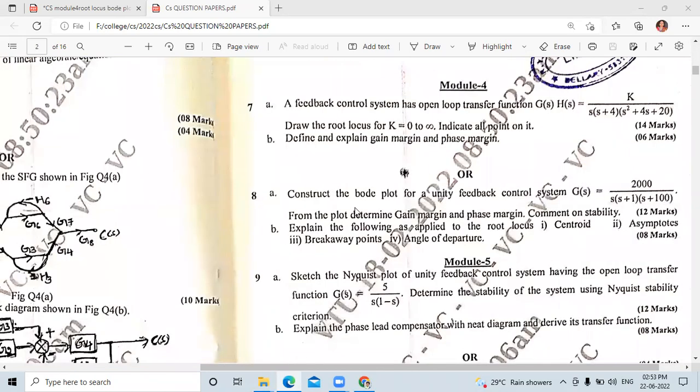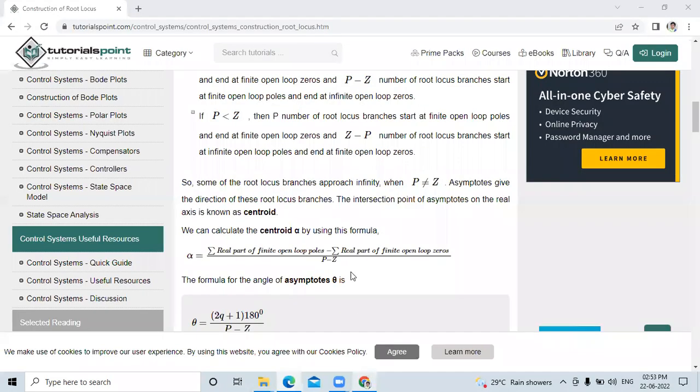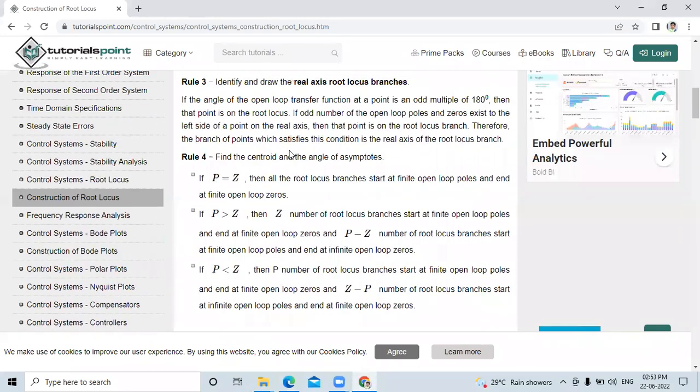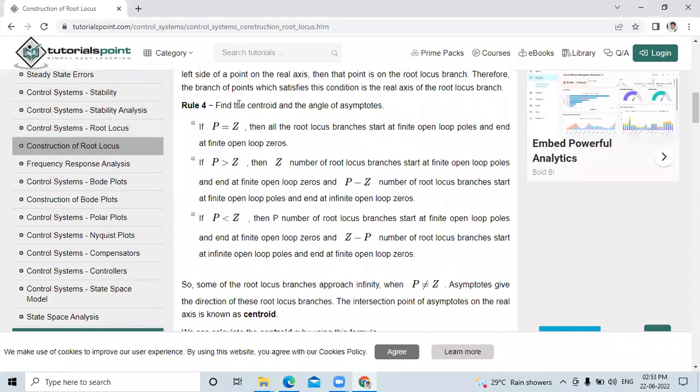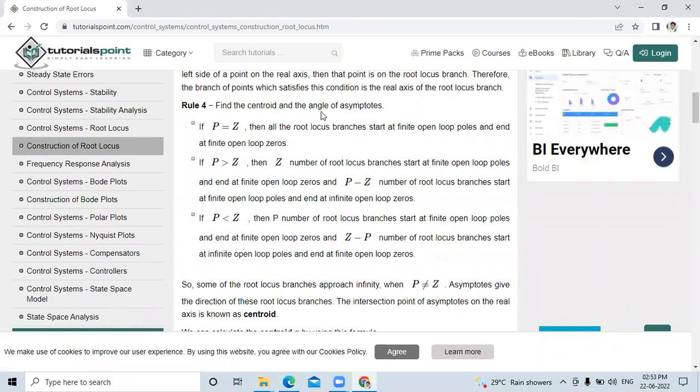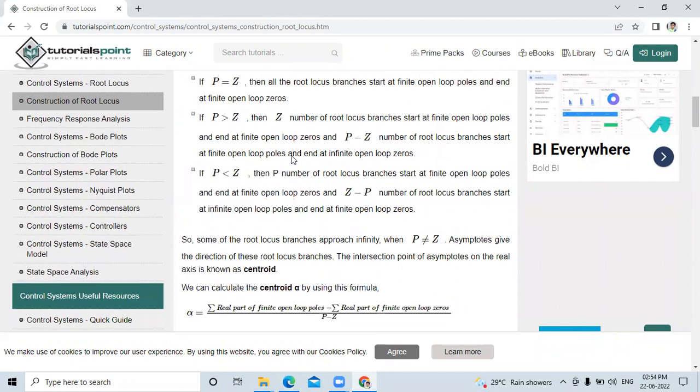The question is like this: explain the following as applied to the root locus: centroid, asymptotes, breakaway points, angle of departure. First, we shall see the formulas for that. First, centroid. Find the centroid and the angle of asymptotes. If P equals Z, then all the root locus branches start at finite open loop poles and end at finite open loop zeros.